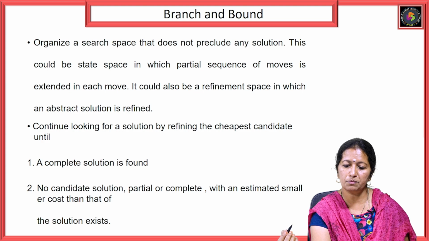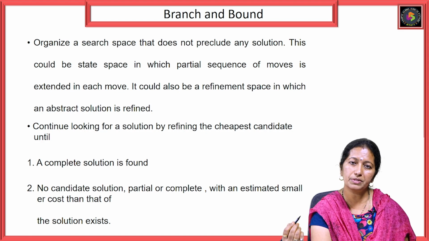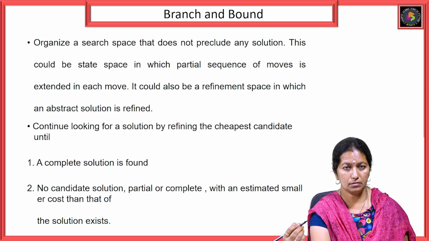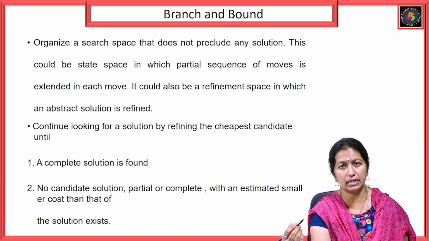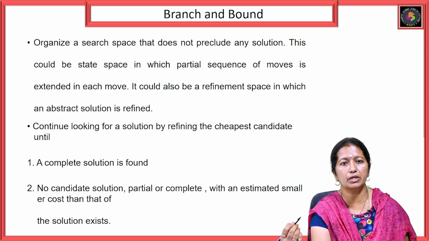First, I will organize the space, and that does not preclude any solution. In the complete state space provided, we have partial sequences of moves. It will be extending with each move. We will have some refinement space also, where finally I will find the abstract solution. Now, by looking at the refinement in this technique, we are speaking about the branch and bound technique. By looking at the refinement, it is based on the cheapest candidate, I mean the particular node.